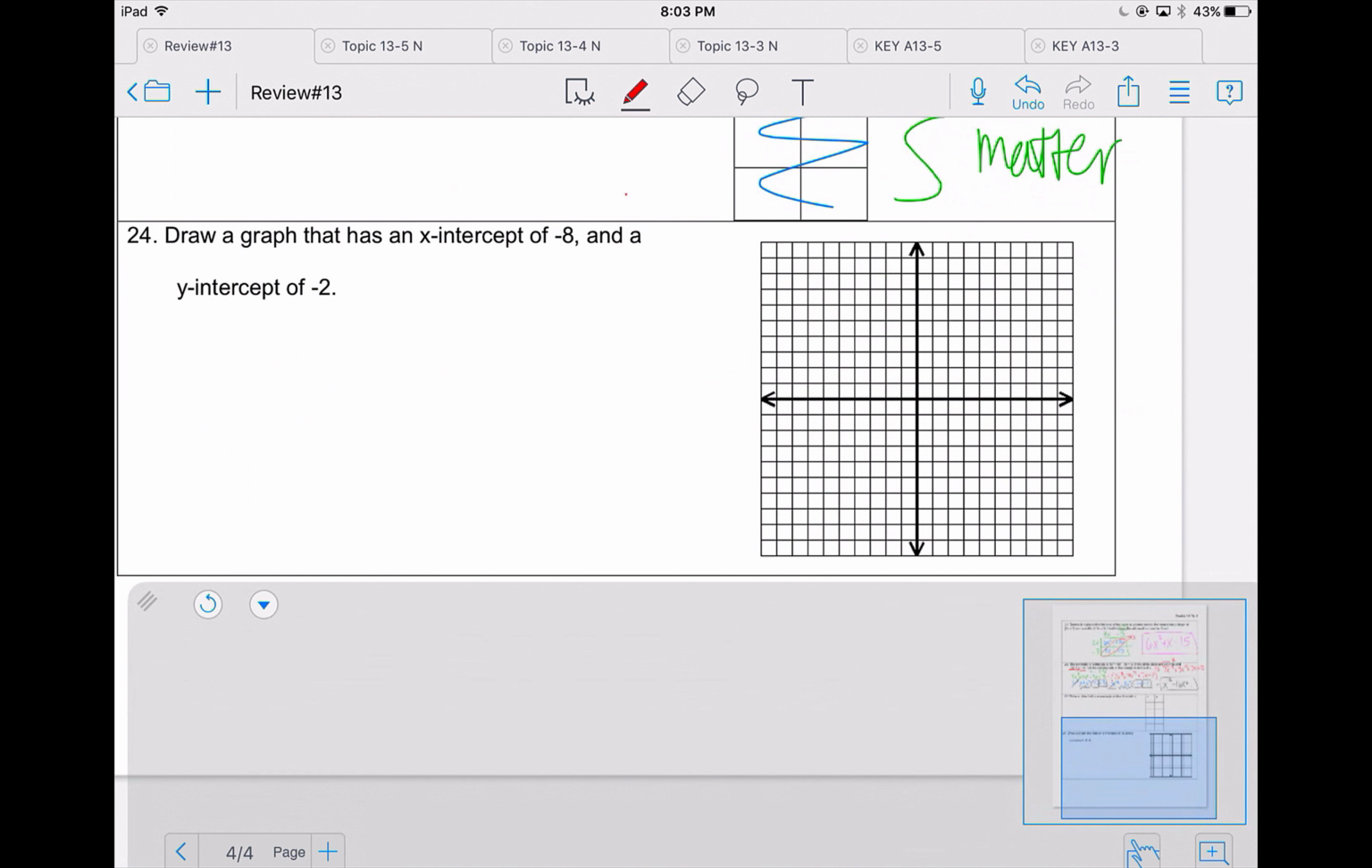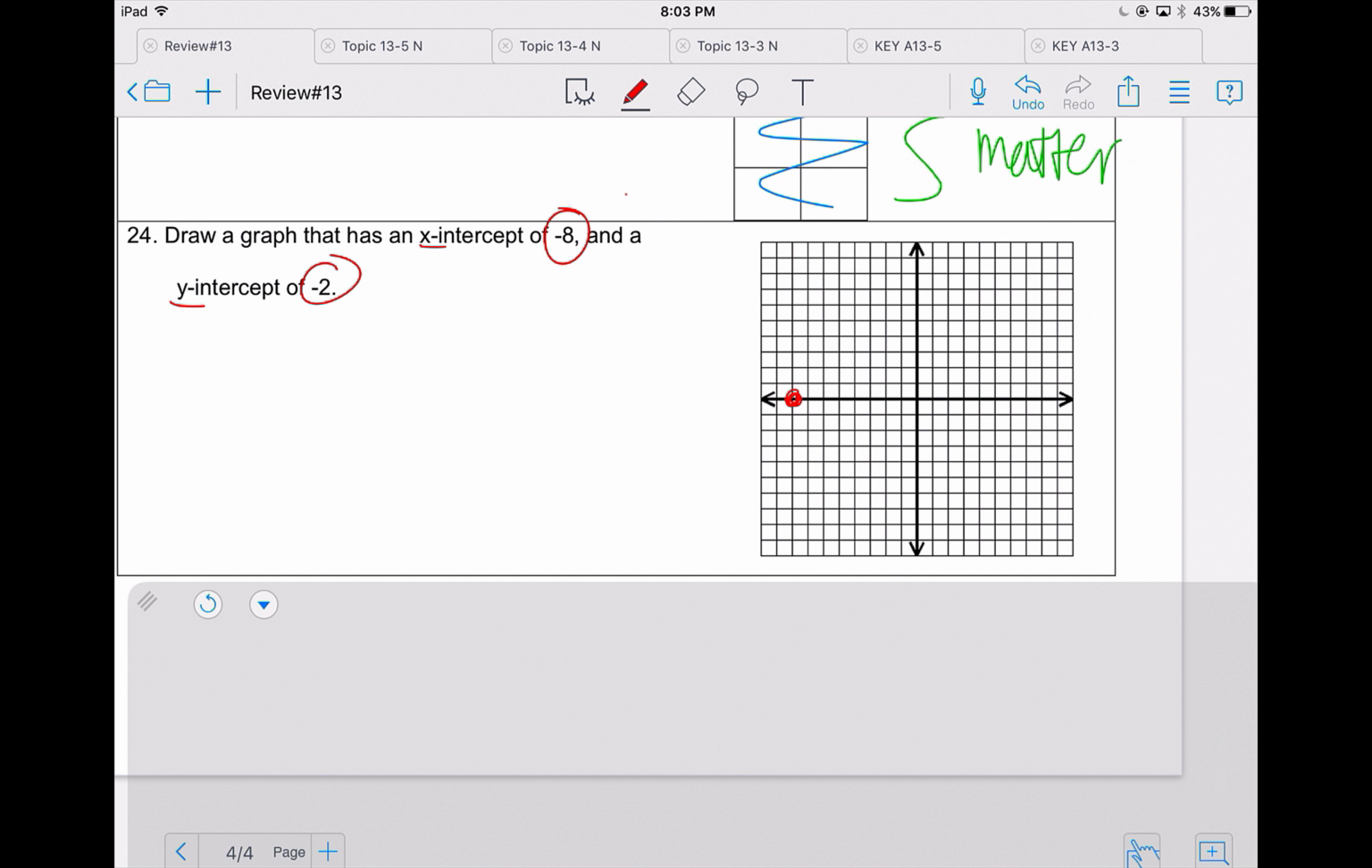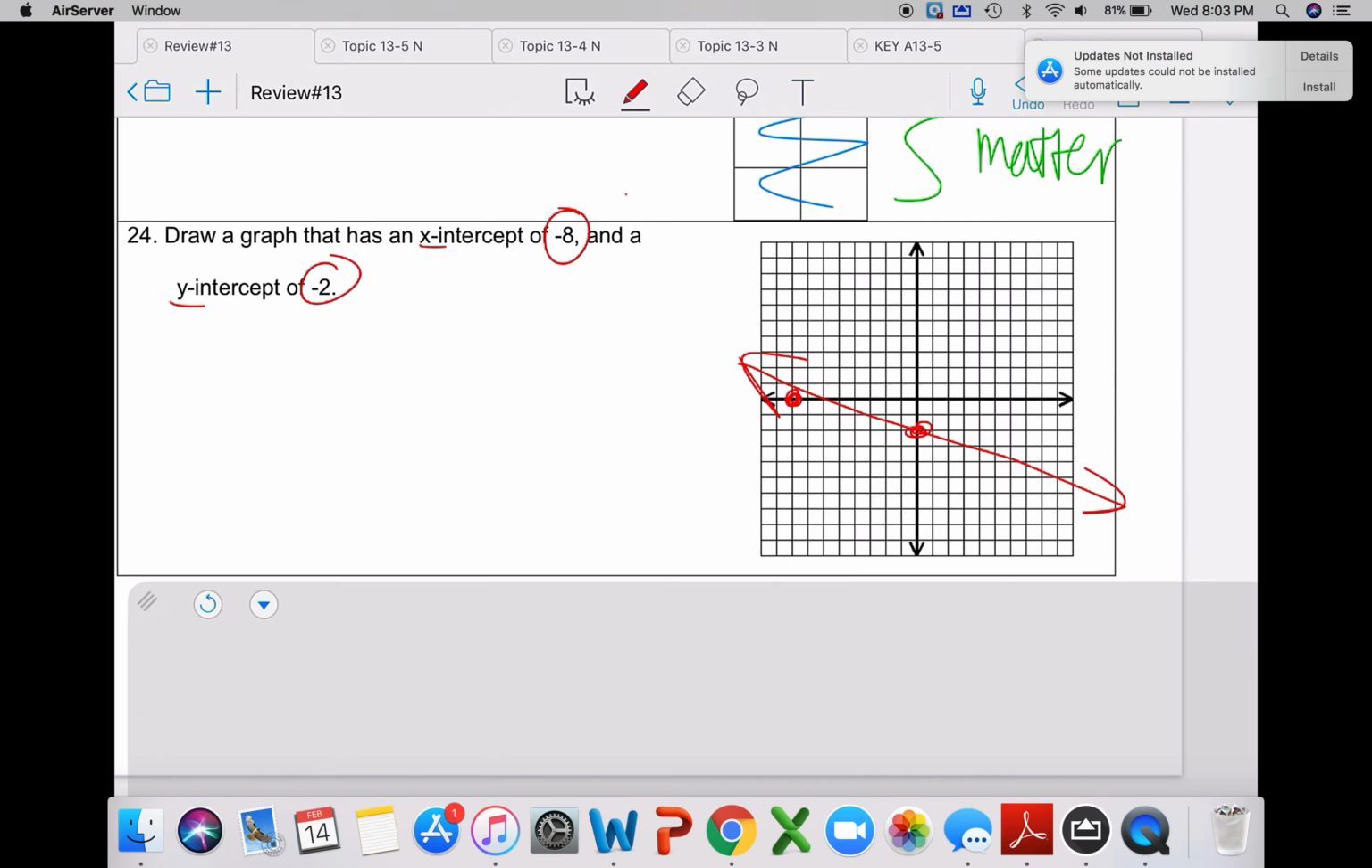Problem 24 asks for a graph that has an x-intercept of negative 8 and a y-intercept of negative 2. So I'm going to put those on the graph and then connect them. So x-intercept of negative 8 means it crosses the x-axis at negative 8. Y-intercept of negative 2 means it crosses the y-axis at negative 2. And then I connect a line between them, and that would be my graph that has an x-intercept of negative 8 and a y-intercept of negative 2.